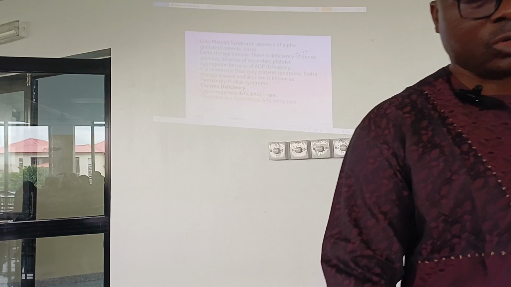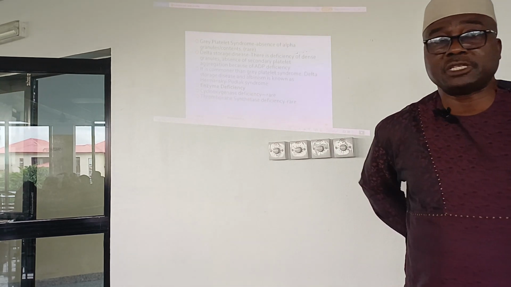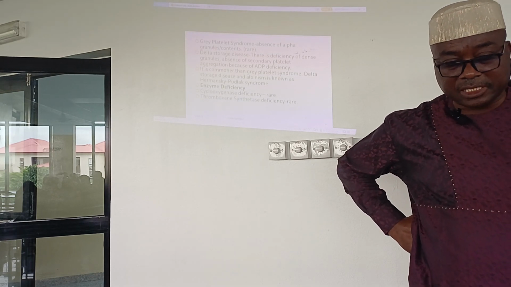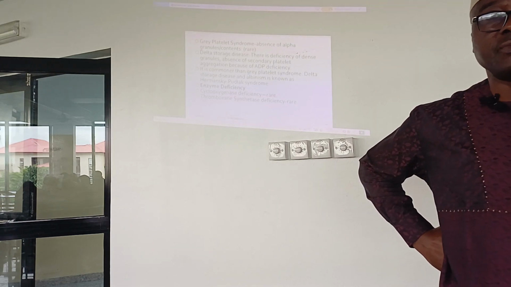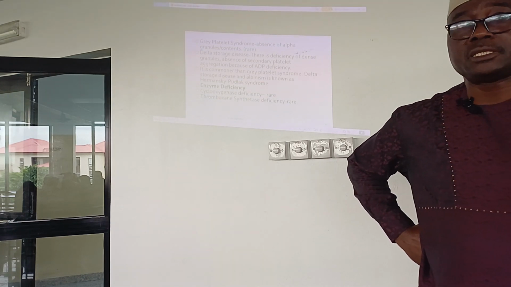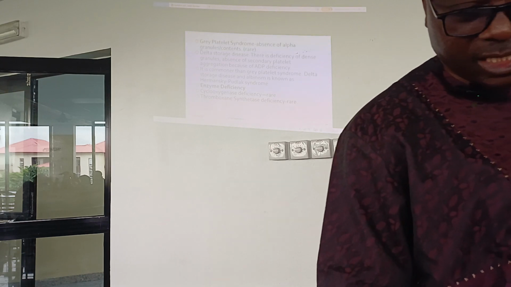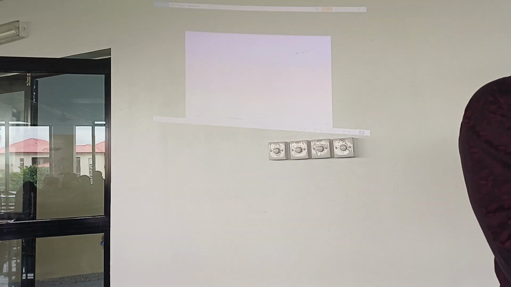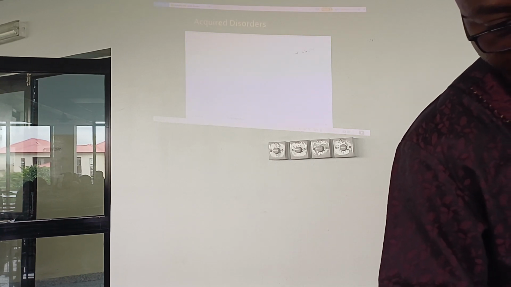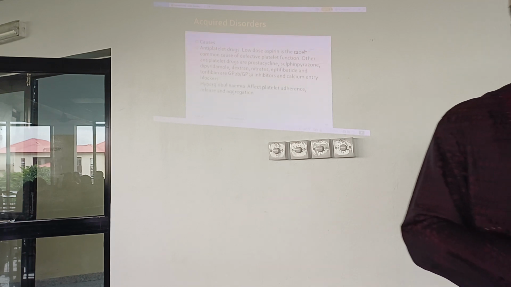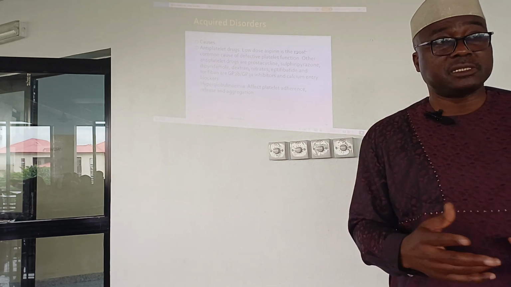It could also be some enzymes present in the platelet that are deficient: cyclooxygenase deficiency, thromboxane synthase deficiency. These are enzymes present in the platelet. They are also inherited. So these are the various inherited types of platelet disorder. They are all called storage pool diseases because they have to do with the content of the platelet, the storage content: the delta granules, alpha granules, the enzymes. They are all inherited.